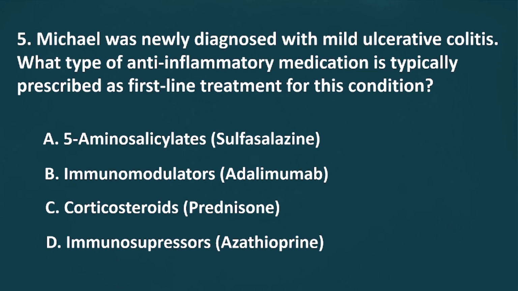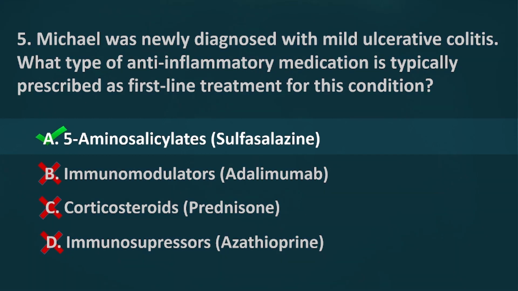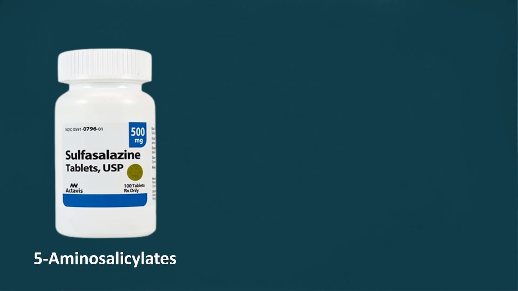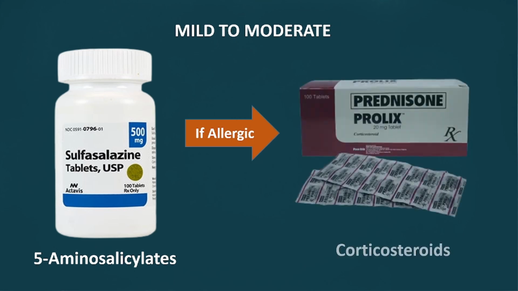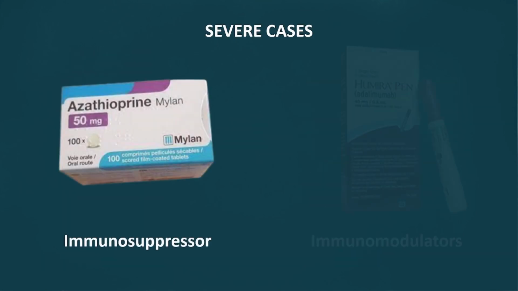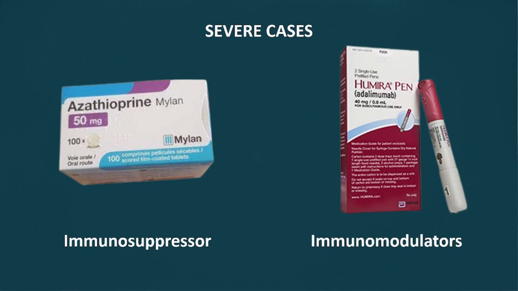The correct answer is letter A. 5-aminosalicylates, sulfasalazine, are usually prescribed for mild to moderate cases of ulcerative colitis as first-line treatment. If aminosalicylates are not working or the patient is allergic to sulfasalazine, corticosteroids are prescribed. Immunosuppressors and immunomodulators are used in severe cases of ulcerative colitis when other medications have not worked.